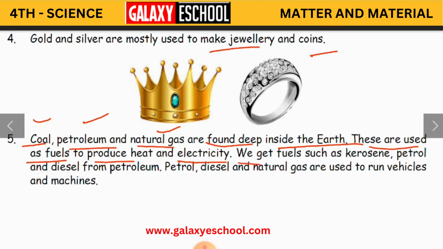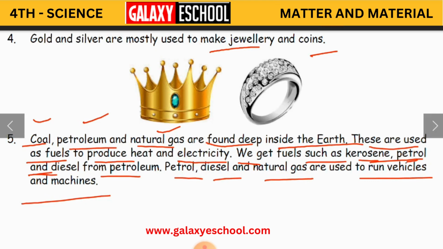And we get fuels such as kerosene, petrol and diesel from petroleum. Kerosene, petrol and diesel are used for vehicles. These are all derived from petroleum. And petrol, diesel and natural gas are used to run vehicles and machines.